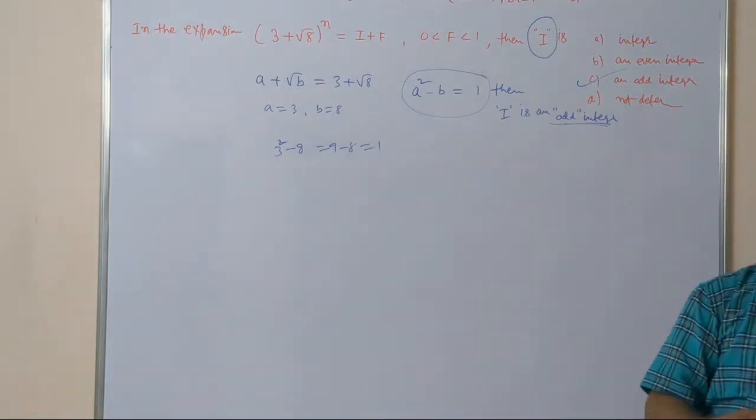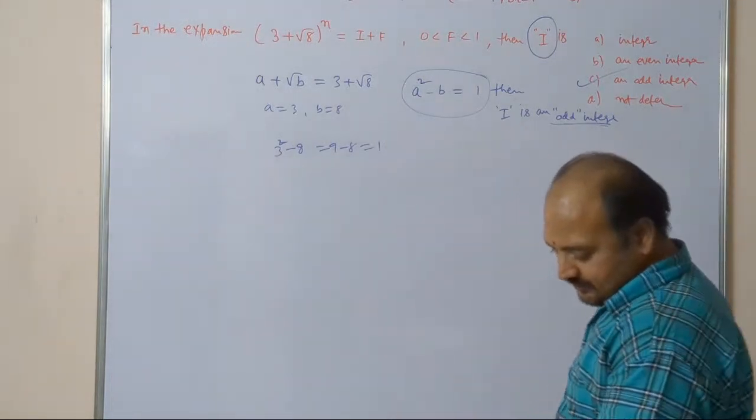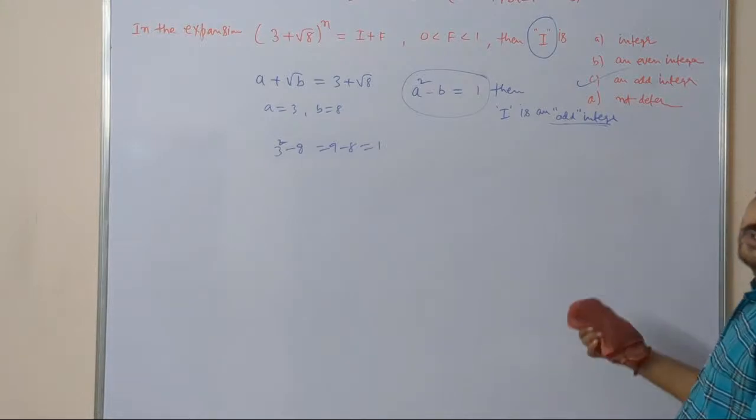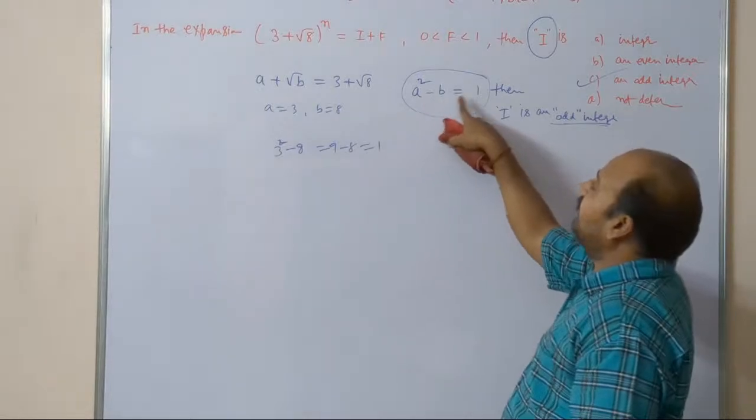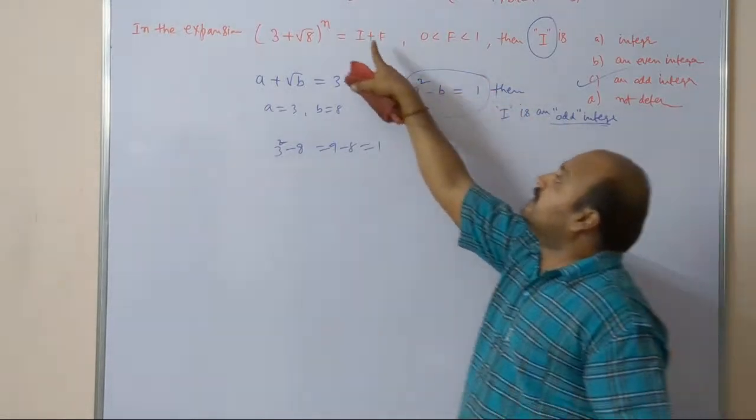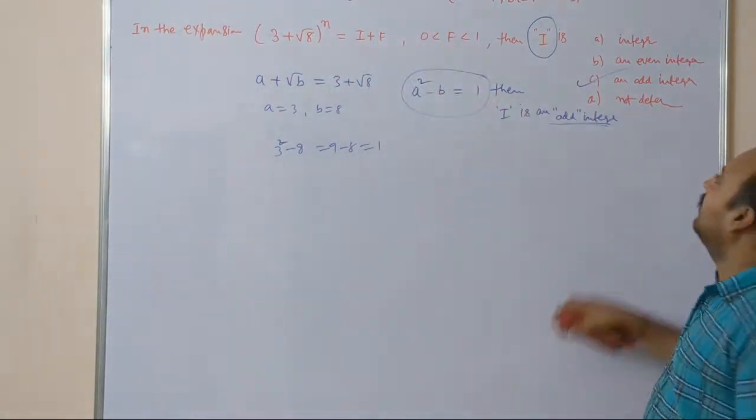And numerically greatest term I already discussed. Make a note: if a square minus b value is 1, then this I representing is an odd number, odd integer.